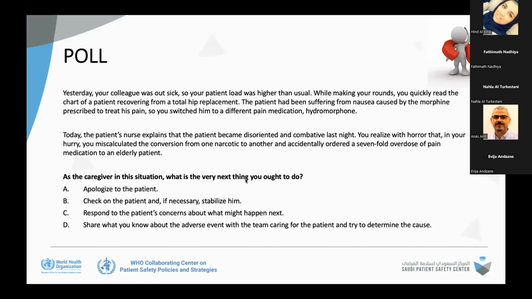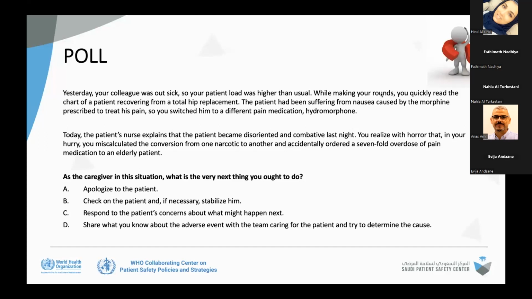Please raise the poll. So what is the first thing you need to do after realizing that you calculated the medication wrong and you provided the patient with the wrong medication? Is it apologizing to the patient, or checking the patient and, if necessary, stabilizing the patient, or responding to the patient's concerns about what might happen next, or sharing what you know about the adverse event with the team caring for the patient and trying to determine the cause? So now you are in a situation where you realize that you had an adverse event with a medication error. What is the first thing you think you should do?